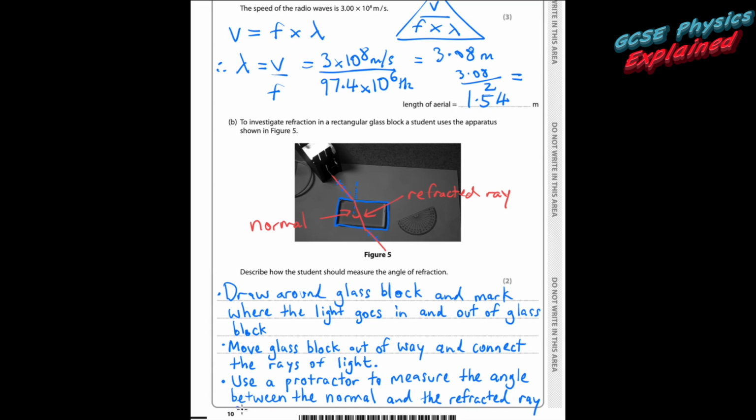You must see the angle between the normal and the refracted ray. Now, to be honest, it's only worth 2 marks, but I don't think you can leave out any of those details. I wouldn't feel comfortable, otherwise you're not giving a complete answer, really.